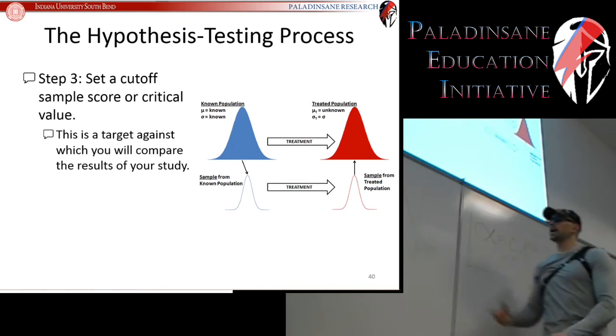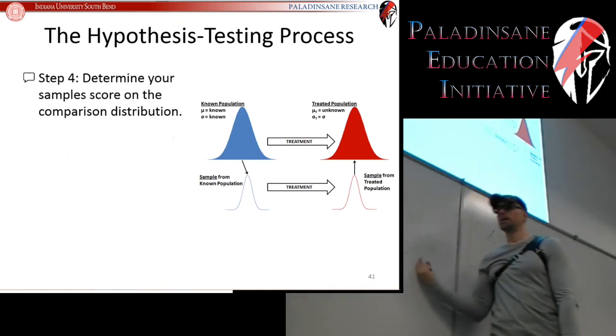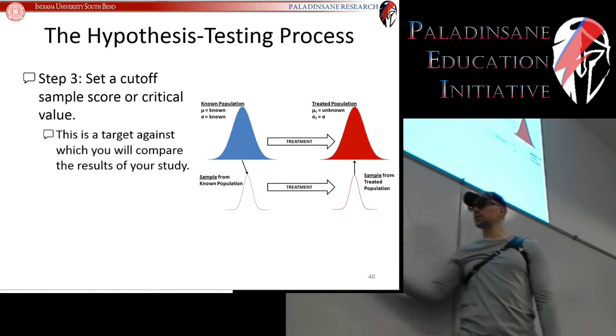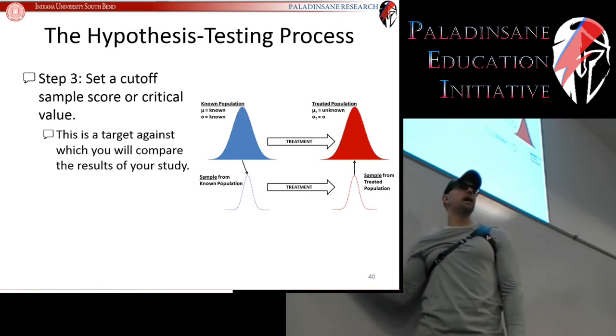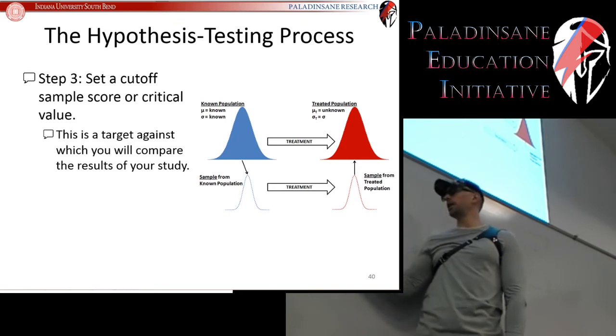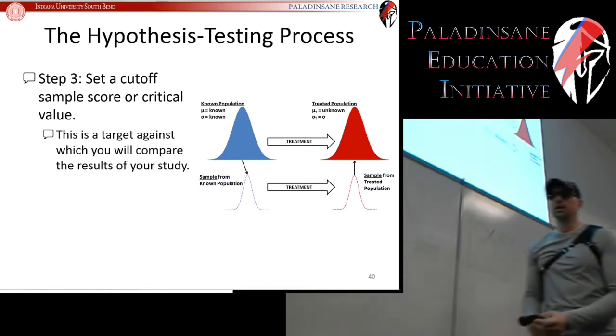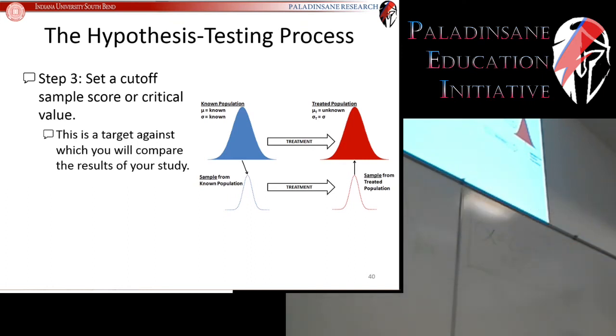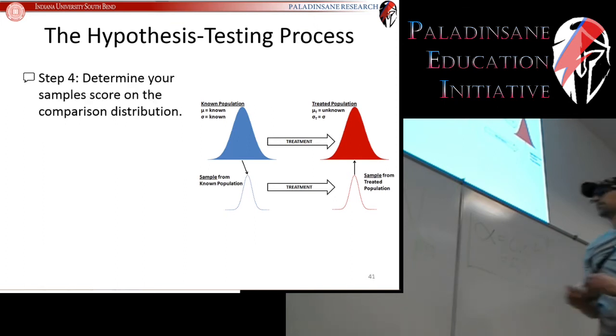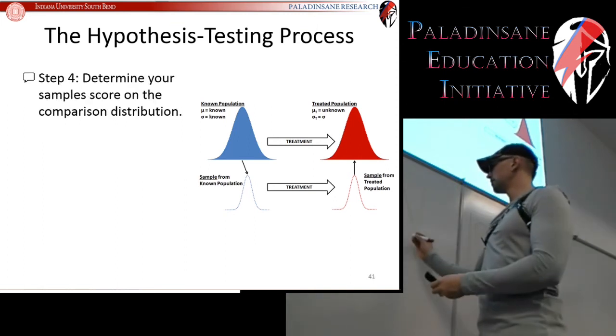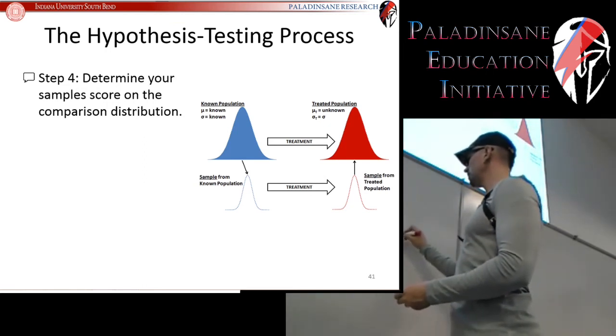So we're going to find out where our sample is on this distribution. And we're going to see, just like those parents looking in the backseat of the car, if it crosses the line. We're going to see if it goes past that middle point, except we draw our middle point somewhere in the tails over here. So that's what we're going to do for step 4. We set off that cutoff sample score, step 3. Step 4, we find out where our sample is. So our sample is either going to be somewhere in here, right?